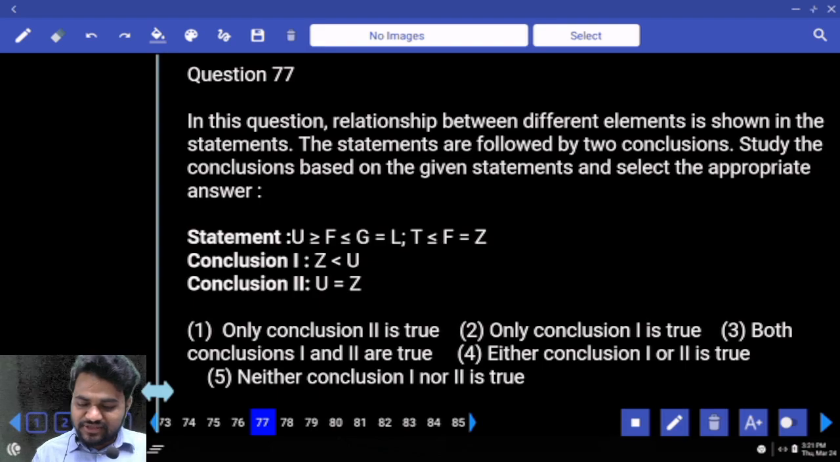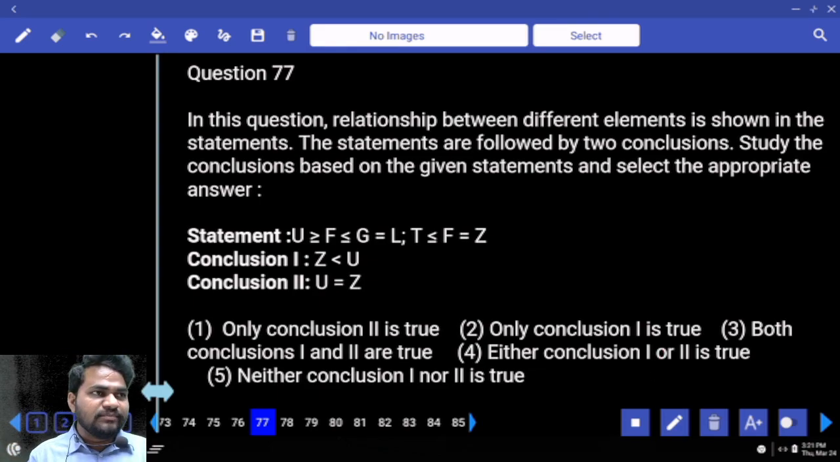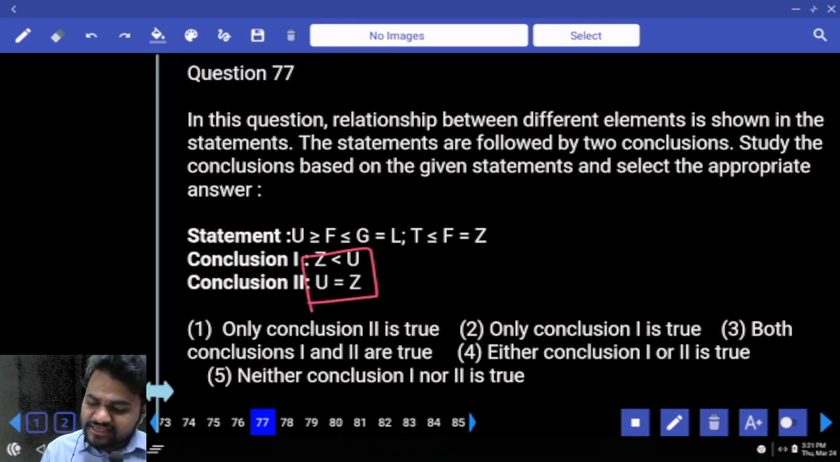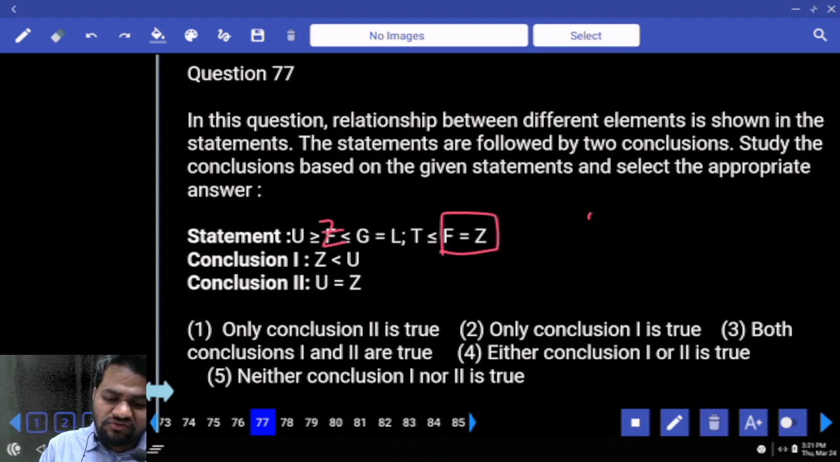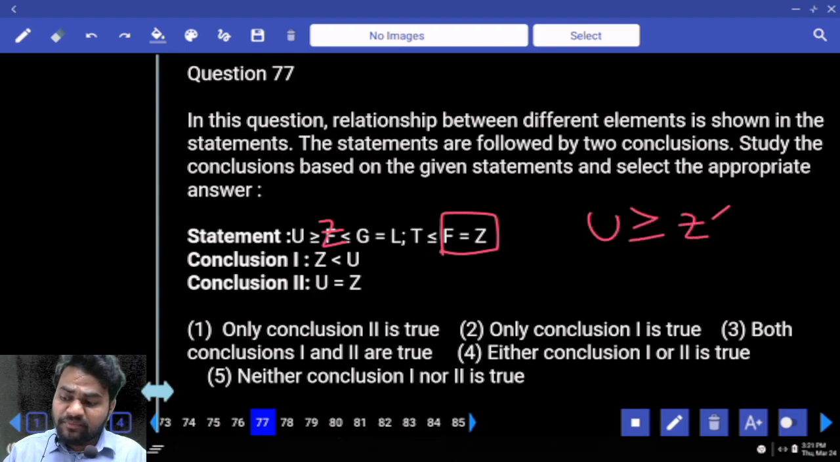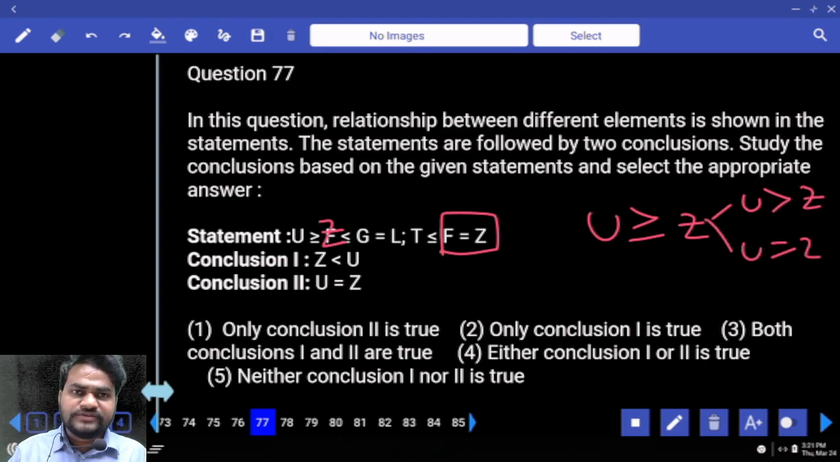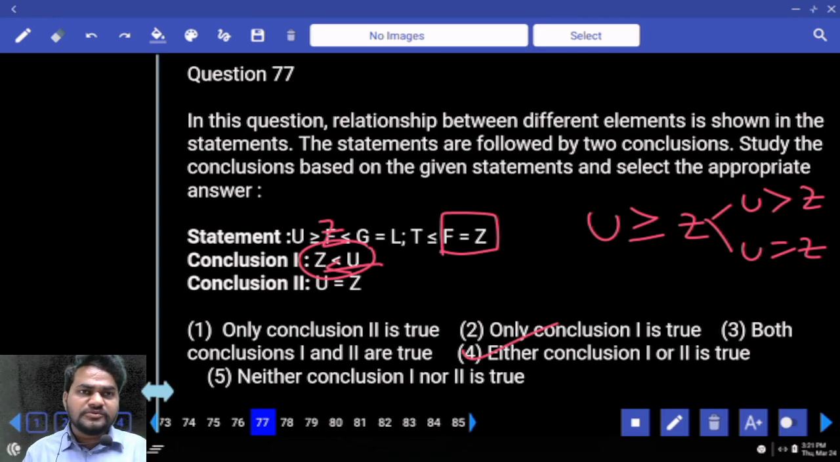Next, inequalities. Alphabet letters are same, so the answer may be either or. Let's confirm. Relation between U and Z is required. As F equal to Z here, I can replace it with Z, so that will be U greater than or equal to Z. U greater than or equal to Z means either U greater than Z or U equal to Z. Yes, U greater than Z, U equal to Z, either or, option 4.